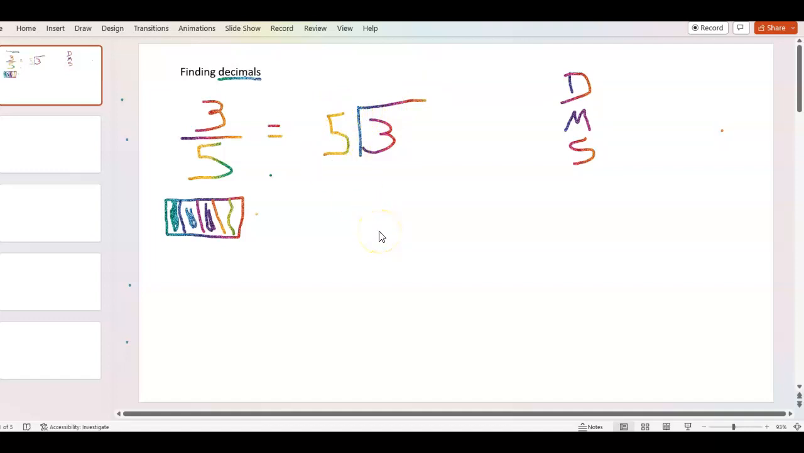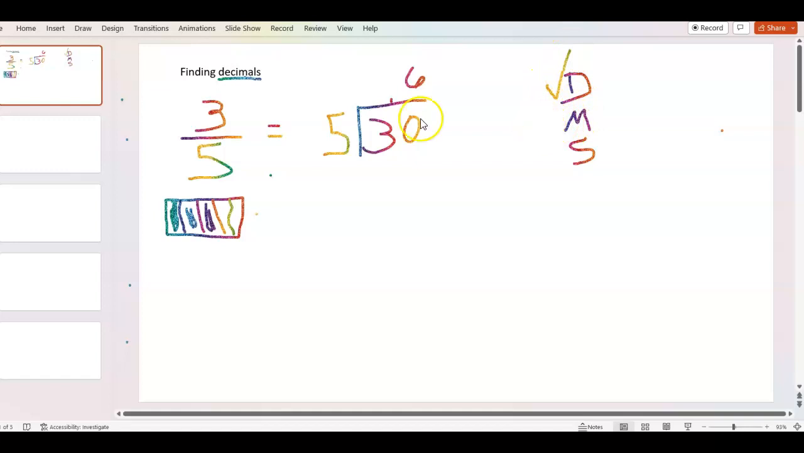Now we know that 5 is bigger than 3 and wouldn't be able to go into it. So we're going to have to put a point right here and add a 0. We know that 5 goes into 30 6 times. So now we divided 30 by 5. That's divide.